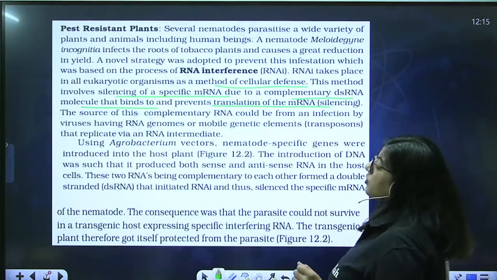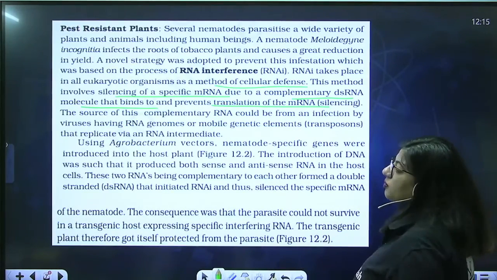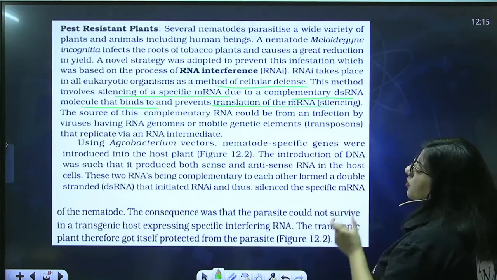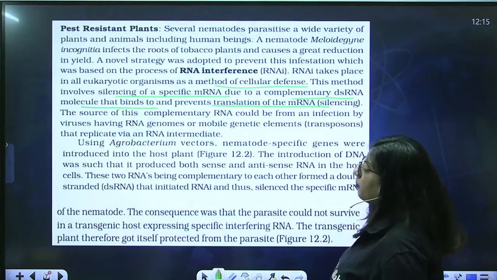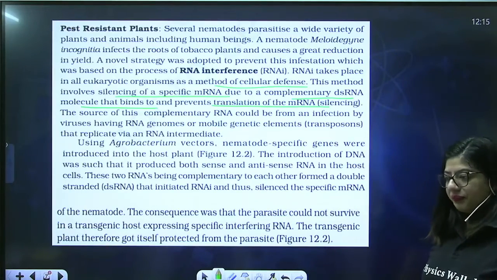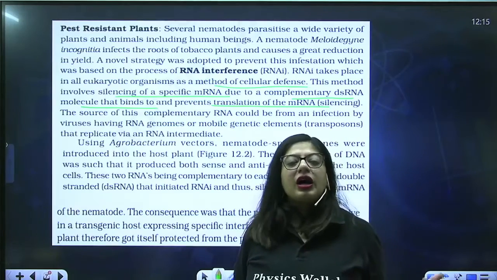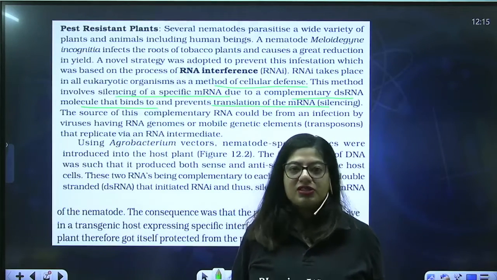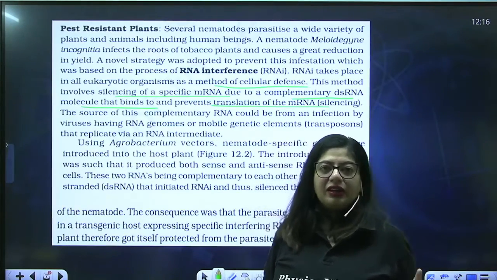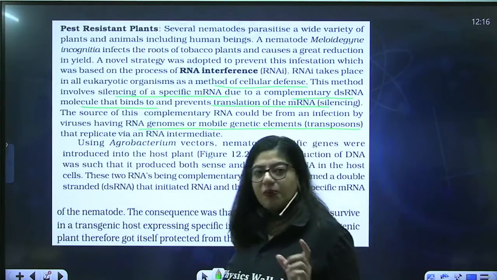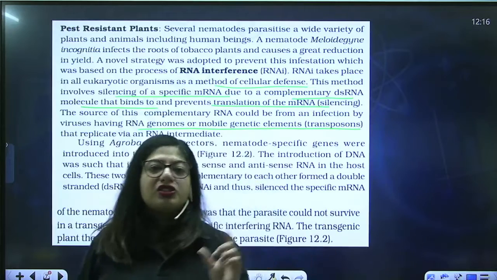The source of this complementary RNA could be from infection by viruses having an RNA genome or mobile genetic elements, transposons, that replicate via an RNA intermediate. So in our body, what is the source of the other RNA? Because we never produce two RNAs, we never produce double-stranded RNA. The second RNA can be from a virus or from these jumping genes. Jumping genes are also known as mobile genetic elements.